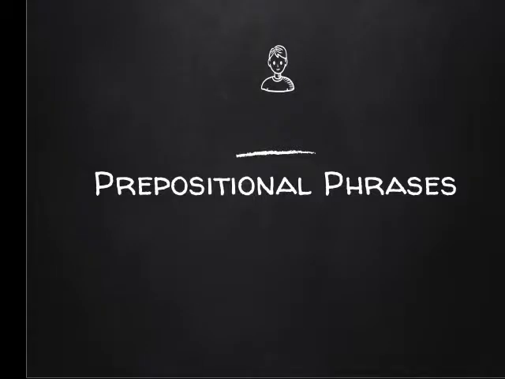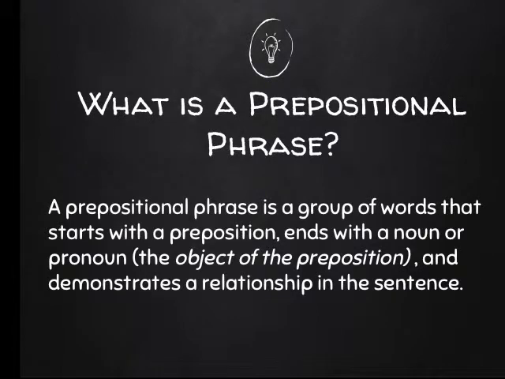The first unit of speech we're going to talk about is actually a phrase, which is a group of words, and we are going to look at and talk about prepositional phrases. A prepositional phrase is a group of words. It starts with a preposition, it ends with a noun or a pronoun, which is called the object of the preposition, and the phrase as a whole demonstrates a relationship within a sentence.